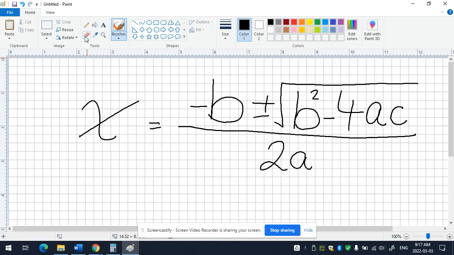2a. Everyone, the biggest mistake that people make, and math teachers hate, is they only show this, and then what do they end up doing? Only dividing the minus b by the 2a, not the whole thing. You see what I mean? You have got to make sure that your square root covers those terms and that your fraction covers the entire thing. This is the quadratic formula.